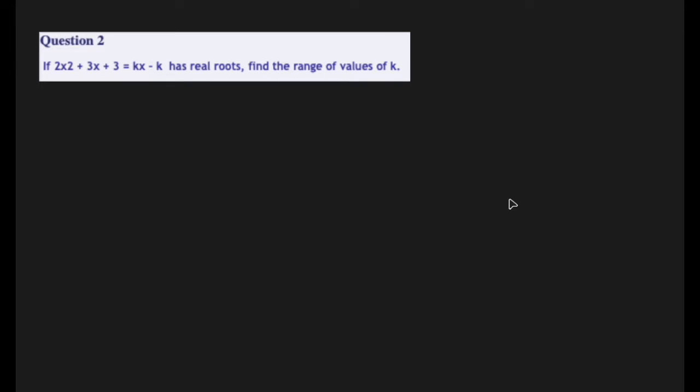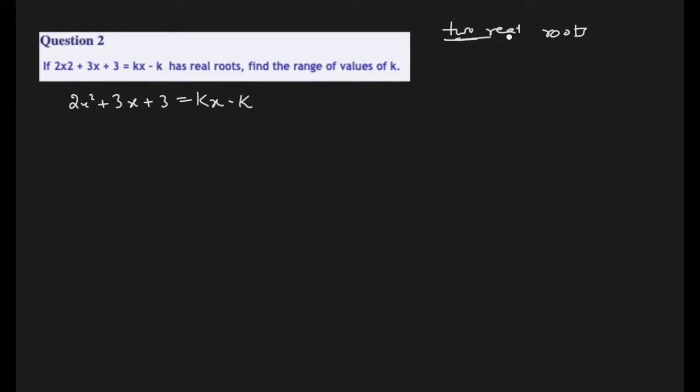Question 2 says 2x square plus 3x plus 3 is equal to kx minus k has real roots. When they say real roots, they mean 2 real roots. Okay, they have not written 2, but a quadratic can have 2 roots, right? So 2 real roots. Find the range of the values of k.